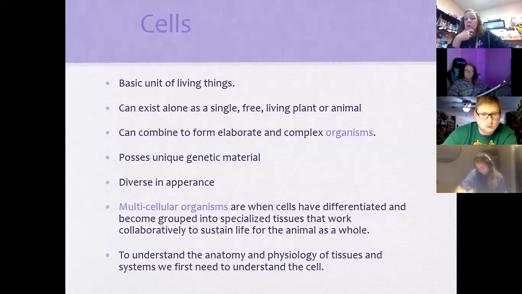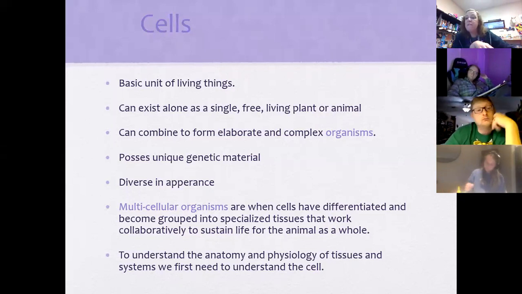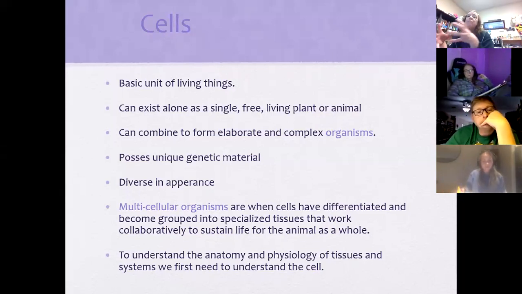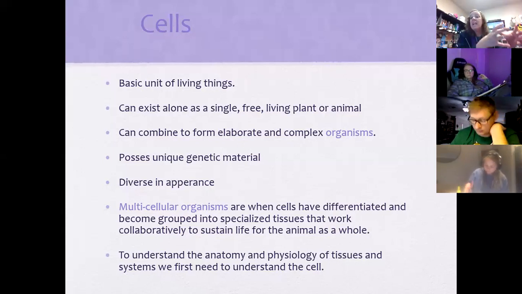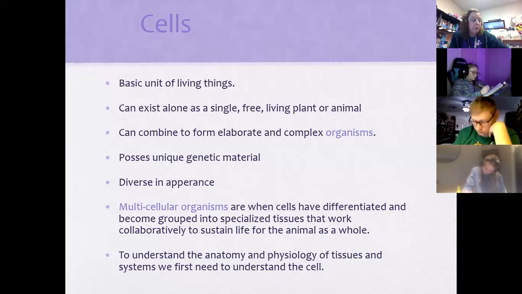So in our multicellular organisms like us, as I said, we have cells that are specific for certain jobs. That's called differentiated, meaning that one group of cells will have one job, another group of cells has a different job. And all of these systems have to work together in order to sustain life. So in order for us to truly understand how to support an animal anatomically and physiologically, we have to have at least a basic understanding of how the cells work and how they are supported.